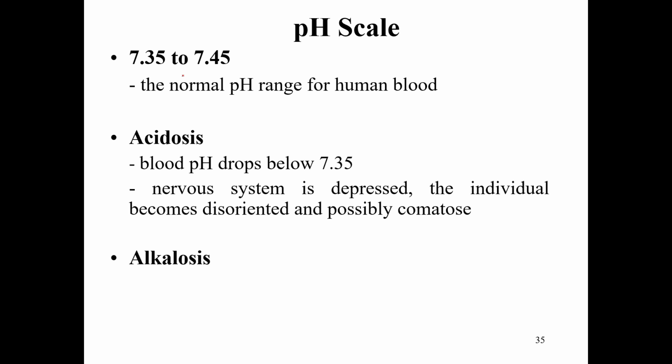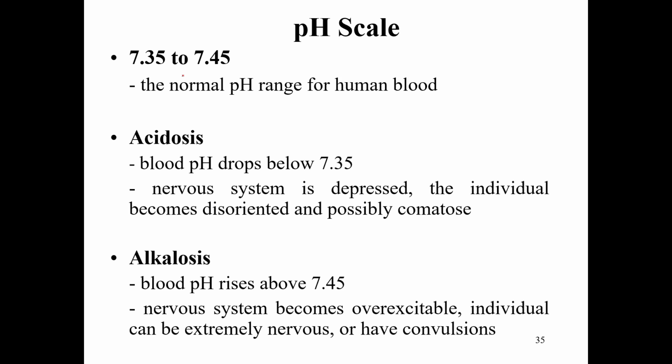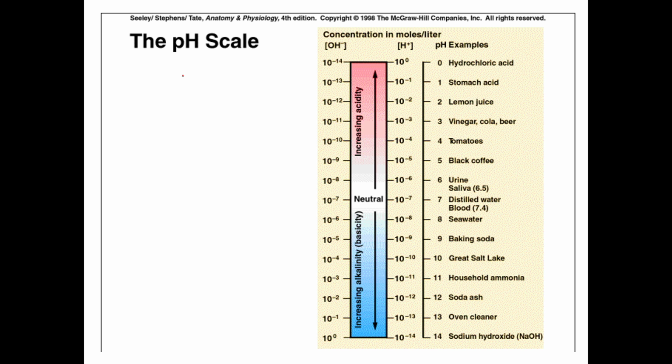Alkalosis, on the other hand, is when you have too much base in your blood. It is above 7.45. The nervous system becomes overly excitable. The individual can be extremely nervous or have convulsions. So any alteration of body pH isn't good for the body.